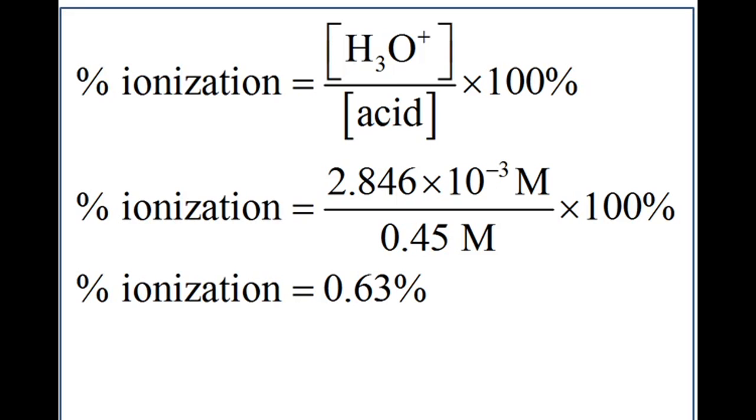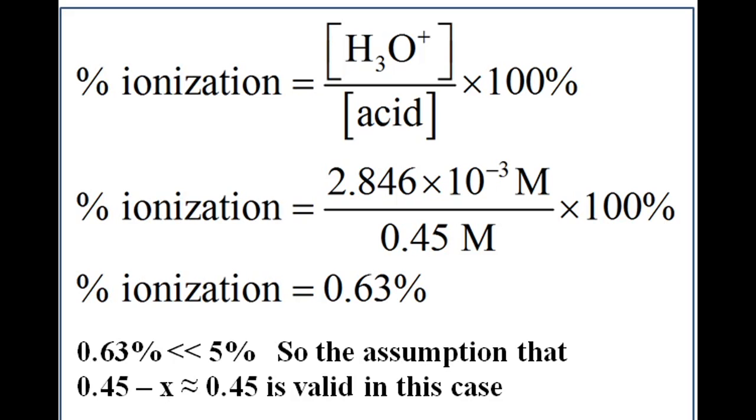The assumption we used is said to be valid if the percent ionization is less than 5%. Since 0.63% is much less than 5%, the assumption that 0.45 minus X is almost equal to 0.45 is valid in this case. In Chemistry 12 in BC, you're not expected to solve quadratics, so probably in any question you get, you can make this assumption. But remember, you must state the assumption as part of your work.